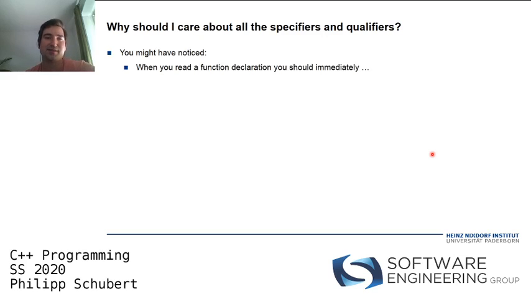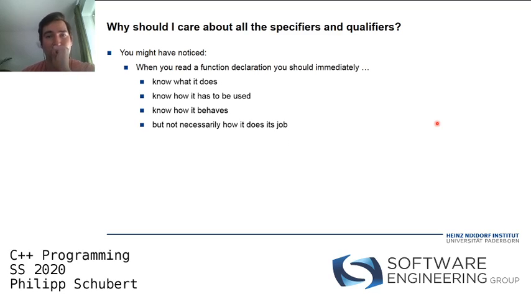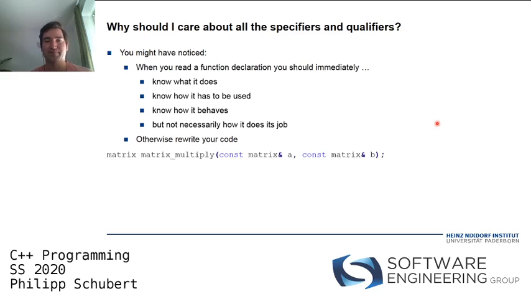And I mean, also the great thing about header files, if you read a function declaration, you should immediately have a good idea, a rough idea what that function does. So just by looking at the function declaration, you should know what it does, know how it has to be used, and also know how it behaves, but not necessarily how it does its job. Because that really depends on the implementation. If that's not the case, then you should rewrite your code.